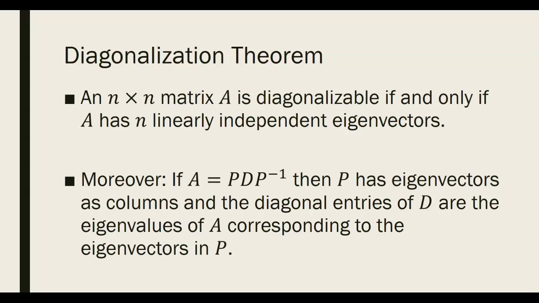Can we find this change of basis? Can we find the appropriate basis? Well, we can if and only if A has n linearly independent eigenvectors. Moreover, if we can find such eigenvectors, then those eigenvectors form the columns of P, and the eigenvalues are the diagonal entries of our diagonal matrix D. All right. So we saw this earlier.